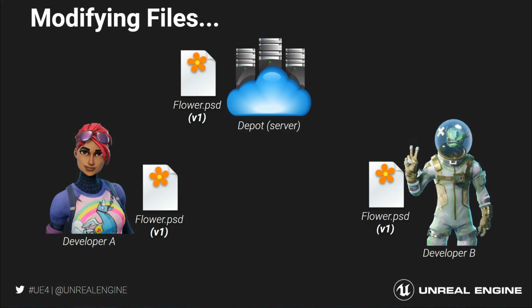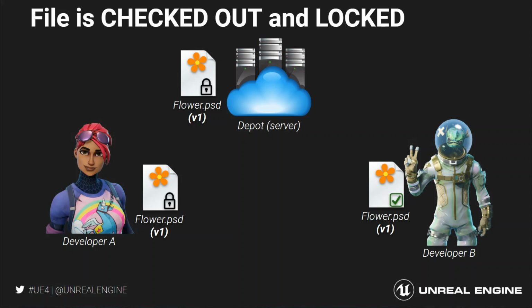So now let's look at modifying files. Developer B needs to take flower.psd and add the stem and leaf. So what they do is they check out the file. And the reason they do this is to ensure that nobody else on the team will modify the file while they are modifying the file.